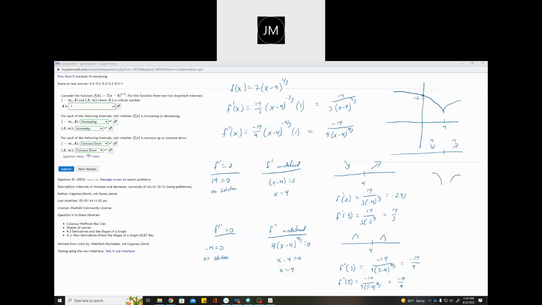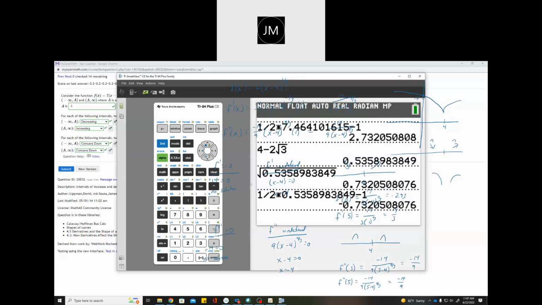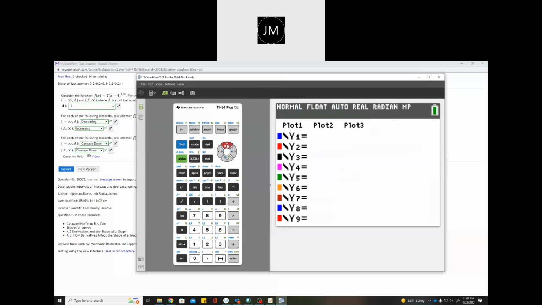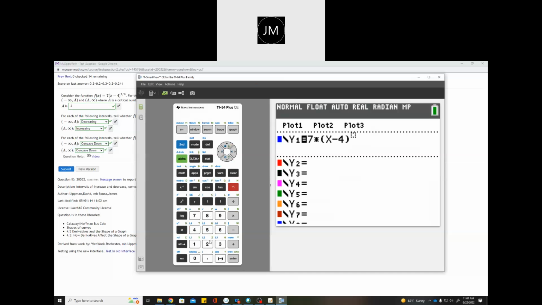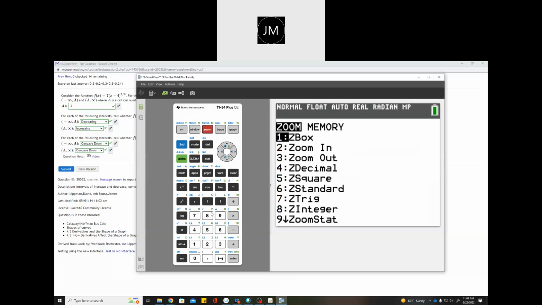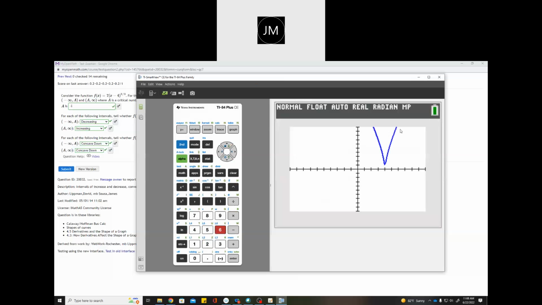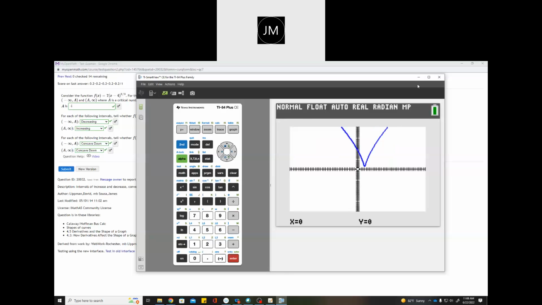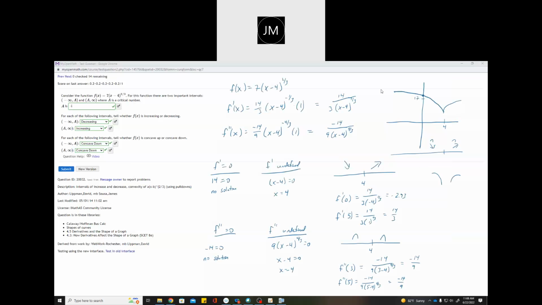Maybe just for our own sanity here, let's go ahead and graph it and see, is this crazy looking graph anywhere close? So I have 7 times x minus 4 to the 2/3 power. And I get a graph. Yeah, I get basically the same thing, right? Maybe I can zoom out. And you can see we get basically the same graph that we drew. All right. Does that make sense?